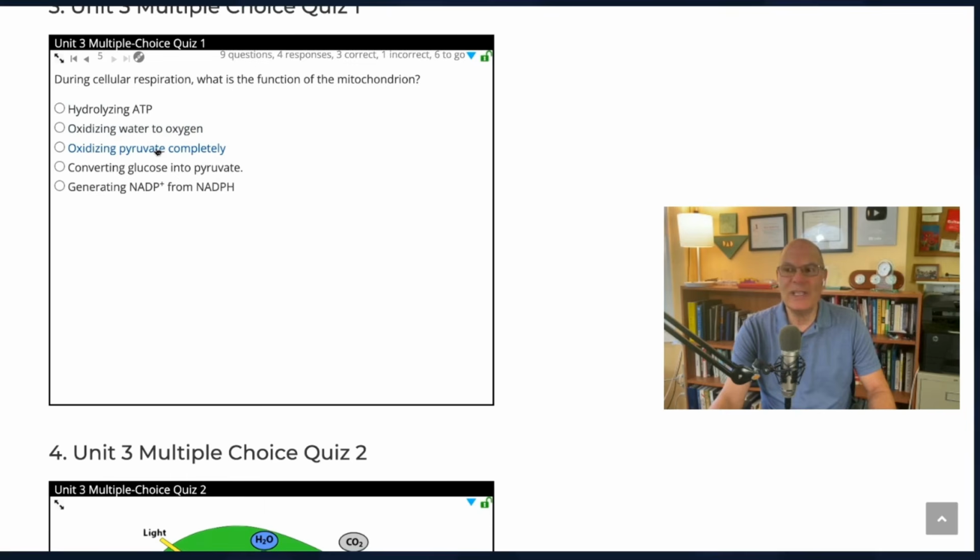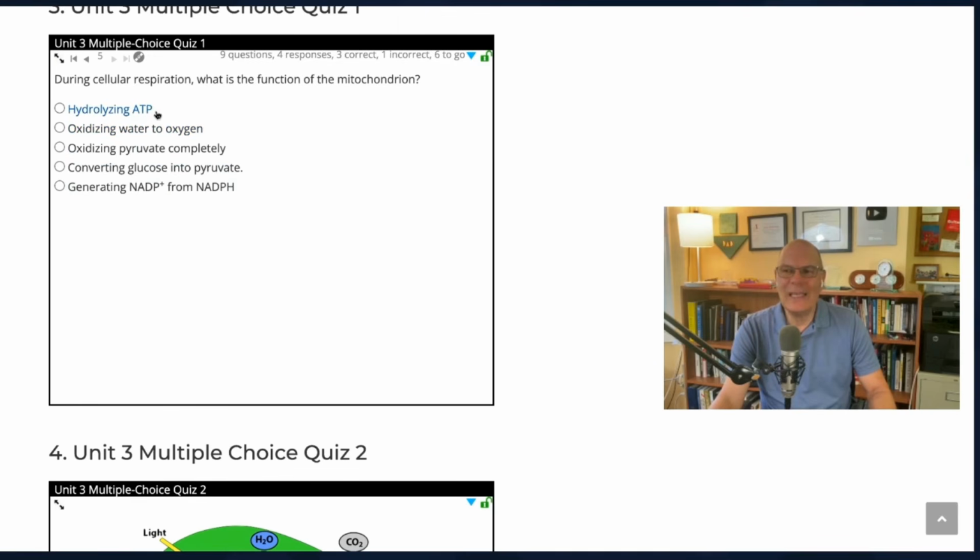The third choice is oxidizing pyruvate completely. The fourth choice is converting glucose into pyruvate. The fifth choice is generating NADP plus from NADPH. A good strategy in multiple choice questions is to use a process of elimination.